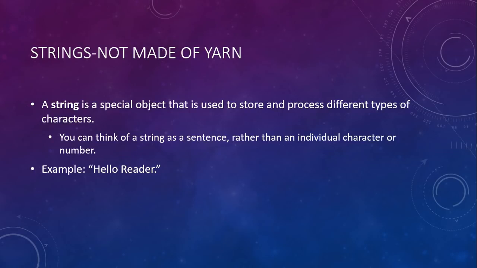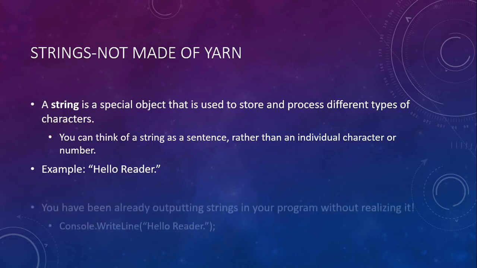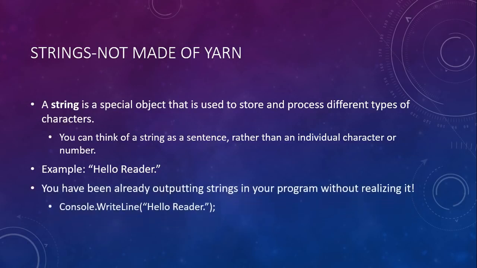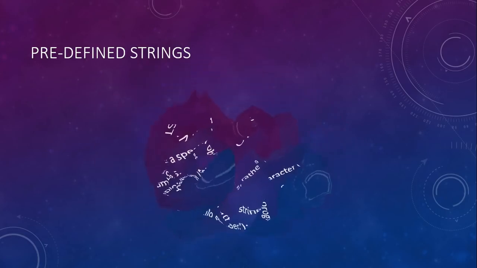We've seen this kind of stuff before. It's the double quotes that indicate to the program that this is a string. And we've already been outputting strings in our program without even realizing it. So for example, when I do Console.WriteLine("hello reader"), what I'm doing is in effect putting a string out onto the console.